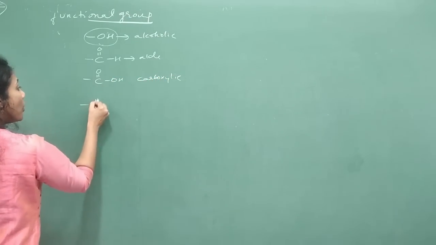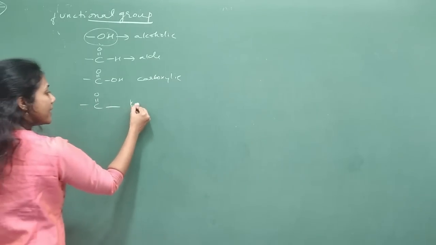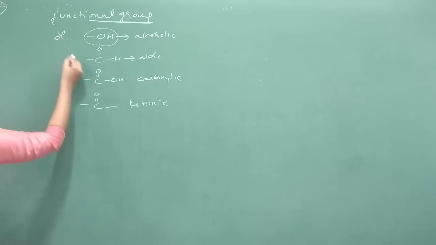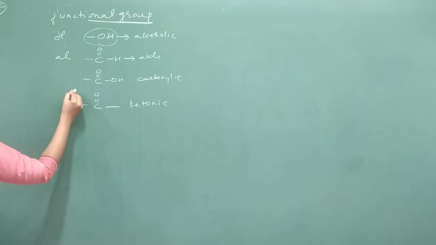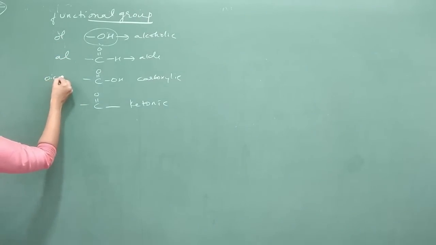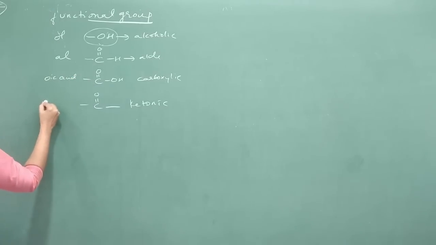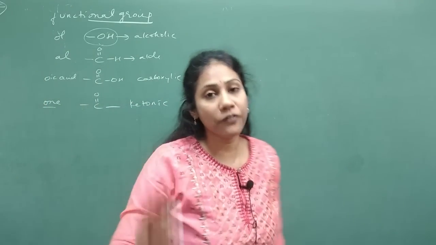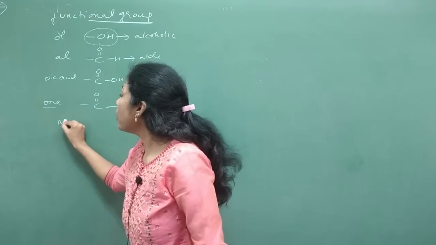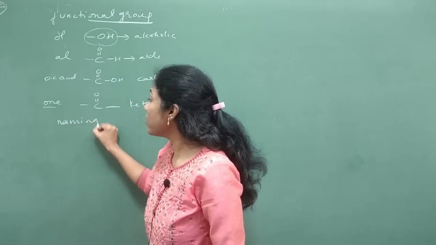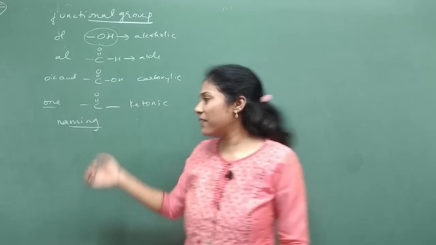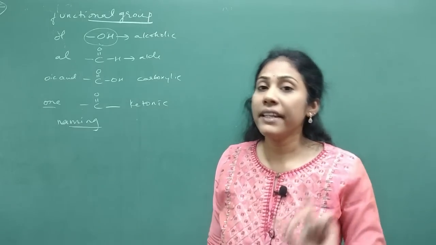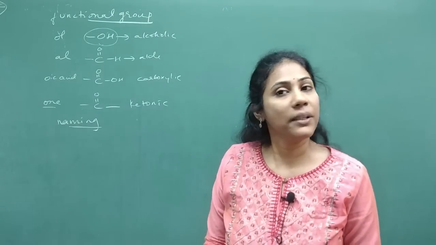And if only C double bond O is there, it is called the ketonic group. And OH group is named as OL. CHO group is named as AL, COOH is named as oic acid, and C double bond O is named as ONE. The group and group name, its identification and naming of certain compounds is important. Whichever compounds are there in your NCERT textbook, practice naming only those compounds properly. This is one of the important topics.